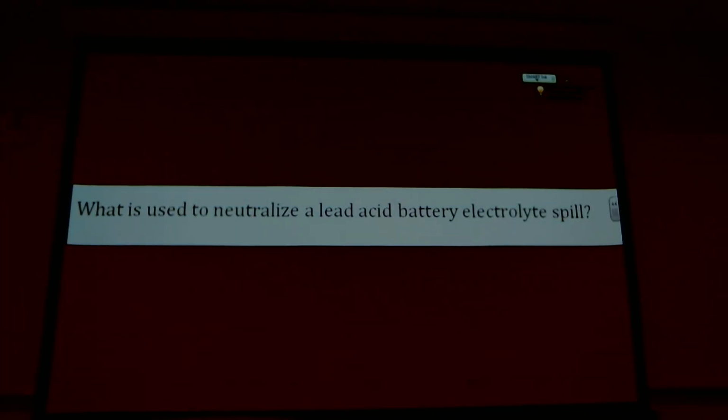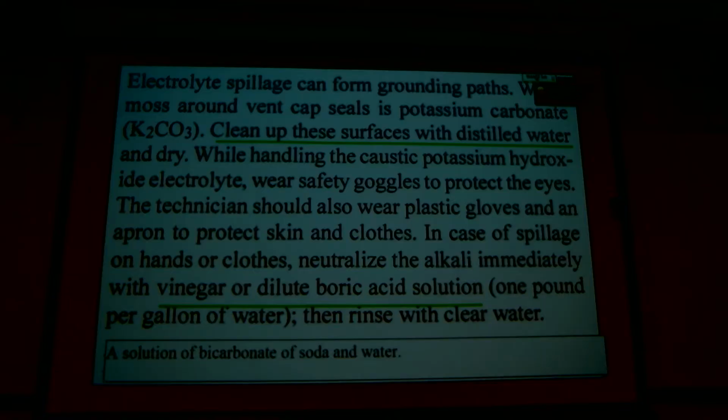What is used to neutralize lead acid battery or electrolyte spill? Bicarbonate soda. Okay. Electrolyte spillage can form grounding paths. Clean up these surfaces with distilled water and dry the area. So the vinegar dilute, or are they giving us two? So it depends on what it's for.